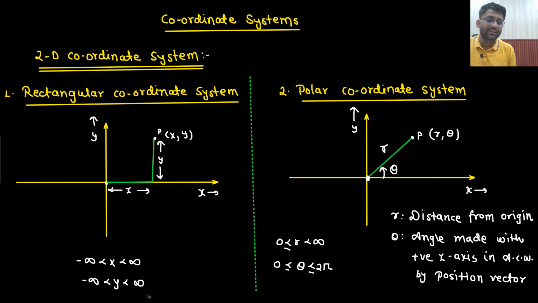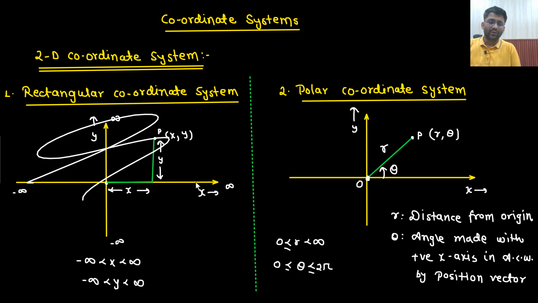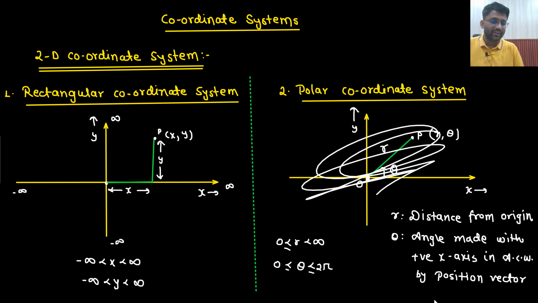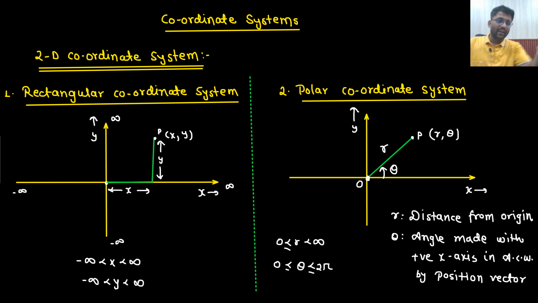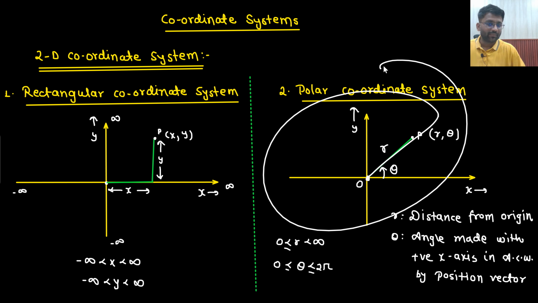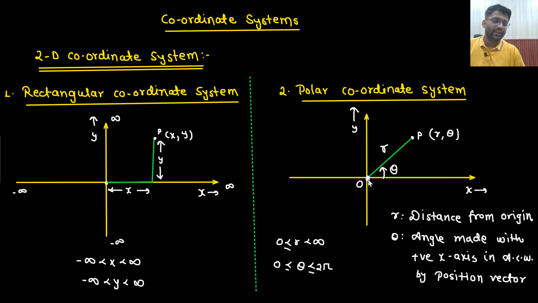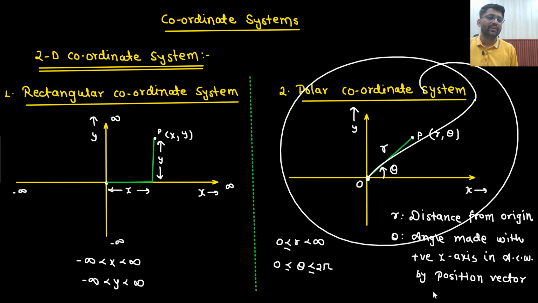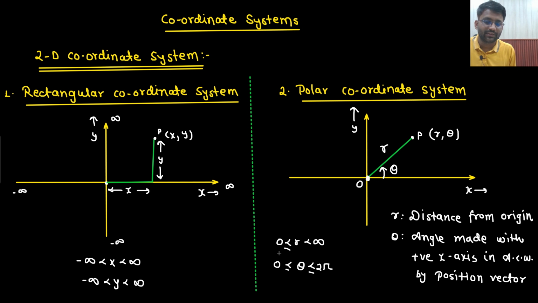I hope it is completely understandable what r is, what theta is, and how their ranges are defined. Here x is going from minus infinity to infinity, and y is going from minus infinity to plus infinity. That will cover the whole coordinate system. So you take r from 0 to infinity and rotate it completely from 0 to 2 pi, and you will cover the whole coordinate system. So this range is very important.